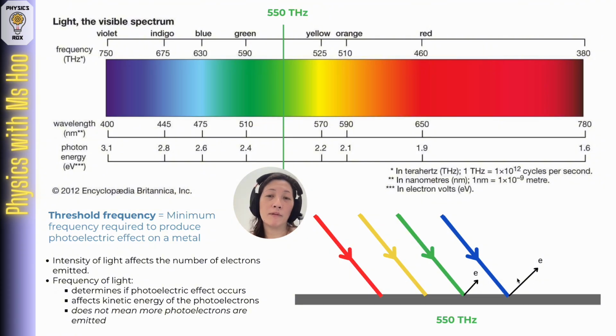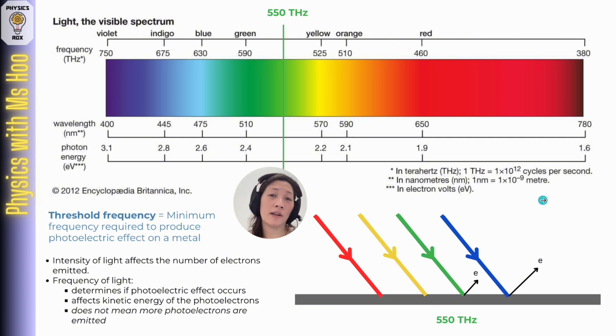Remember that just because blue has a greater frequency doesn't mean it'll produce more photoelectrons. No. If, let's say, we have the same number of photons in the green light and blue light, the same number of photoelectrons will be emitted. It's just that the blue light, due to its higher frequency, has more energy. Therefore, the photoelectrons will move with greater kinetic energy, meaning the electrons will move faster.